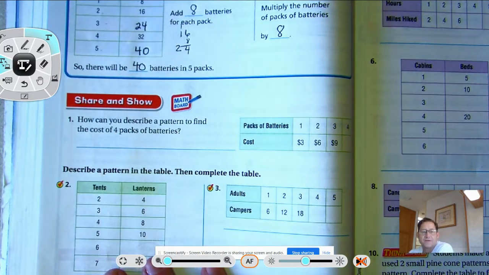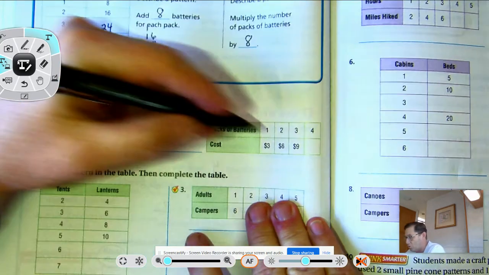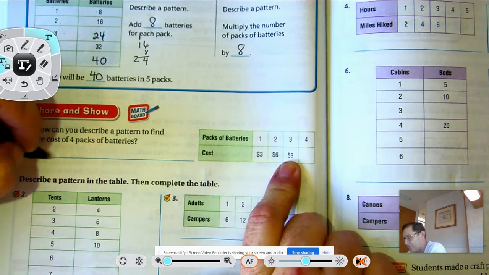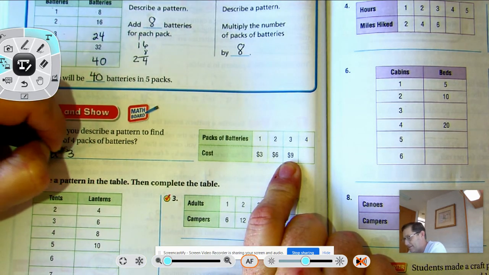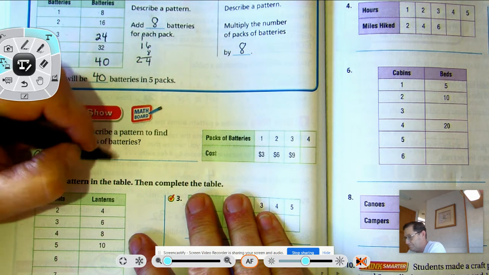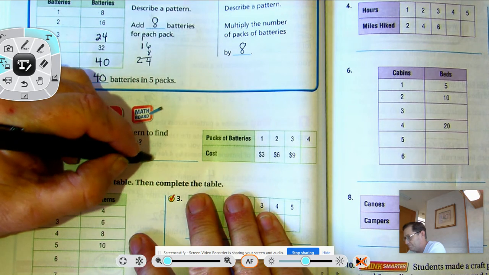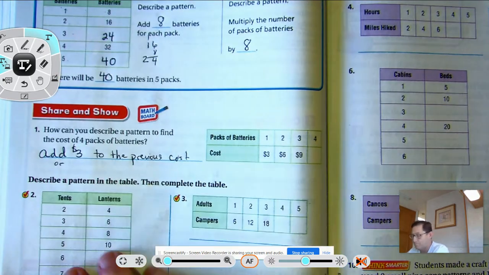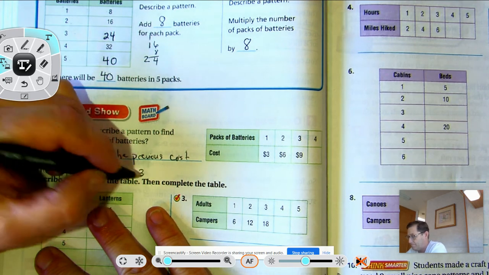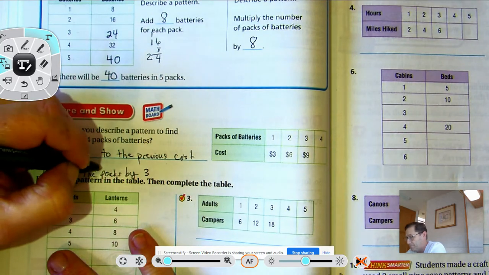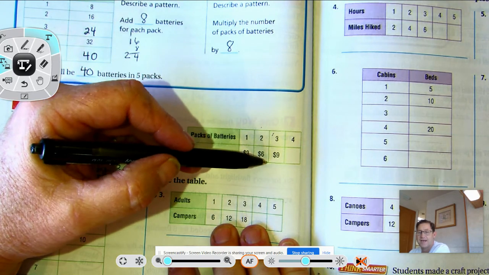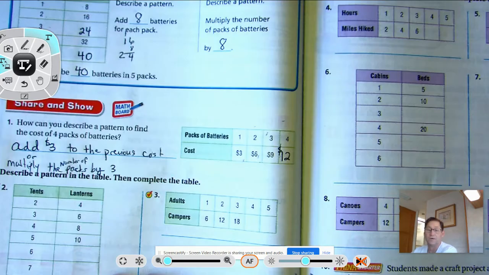All right. How can you describe a pattern to find the cost of 4 packs of batteries? Okay, so we can add. How much are they adding? 3, 6, 9. We're adding 3. Or multiply the number of packs by 3. 1 times 3, 3. 2 times 3, 6. 3 times 3, 9. 4 times 3 will be $12.